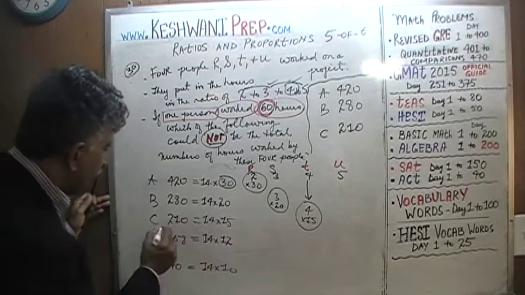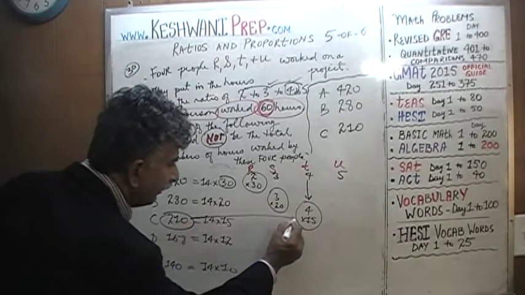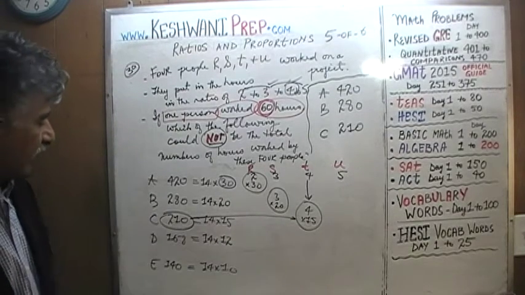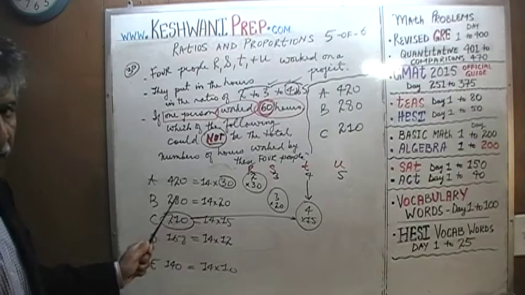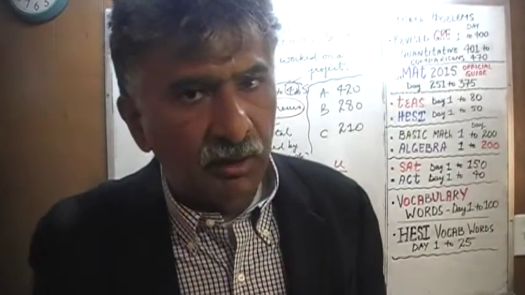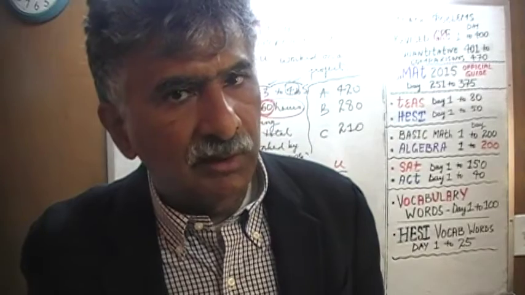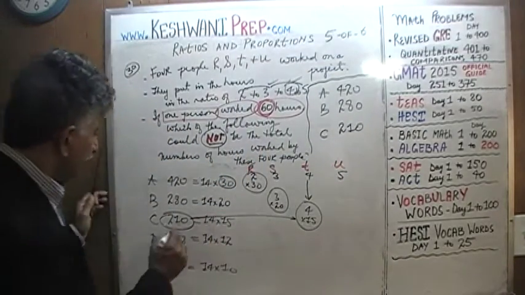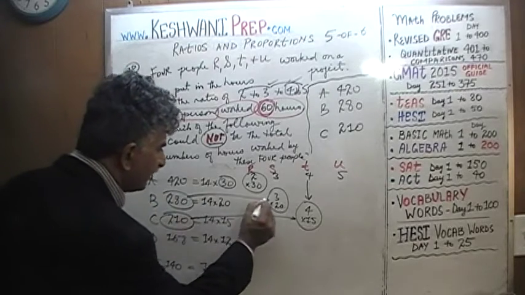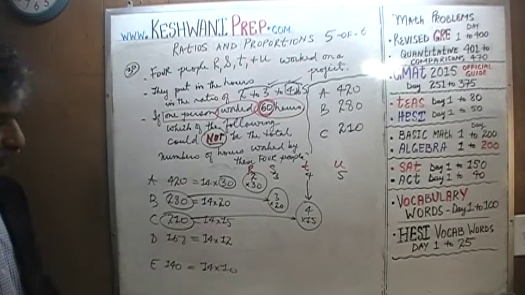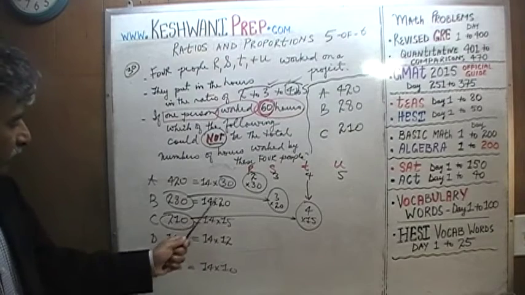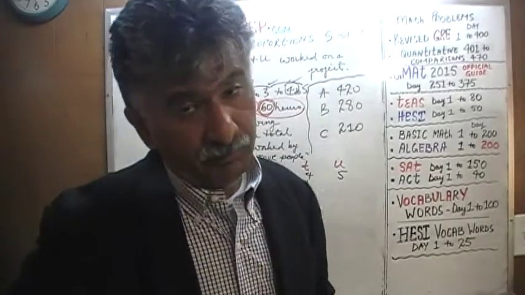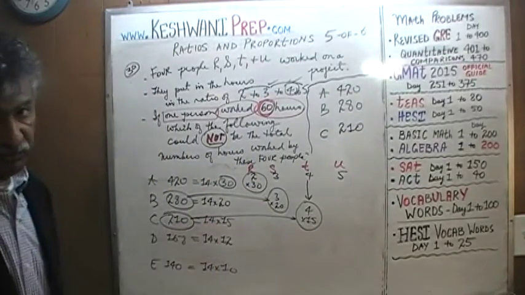If it turns out that they worked a total of 210 hours, then it is Mr. T who must have worked 60 hours. If they worked a total of 280 hours, it is possible, provided that Mr. S works 60 hours. If Mr. S works 60 hours, then it is possible for them to have worked 280 hours because it's a multiple of 20, and 14 times 20 is 280. It is also possible for them to have worked 420 hours, provided that it is Mr. R who works 60 hours.